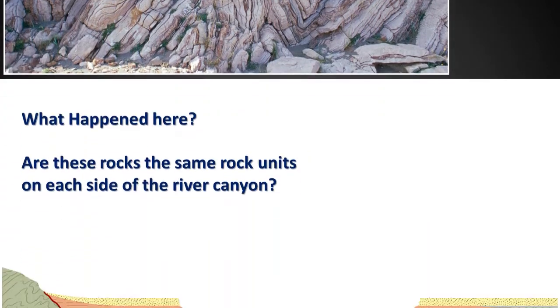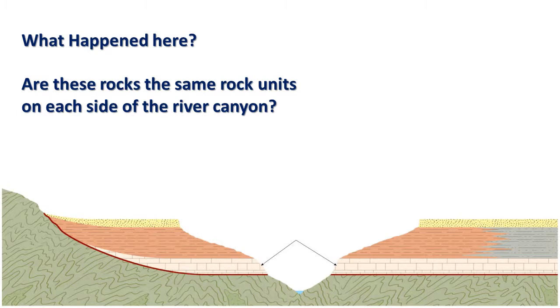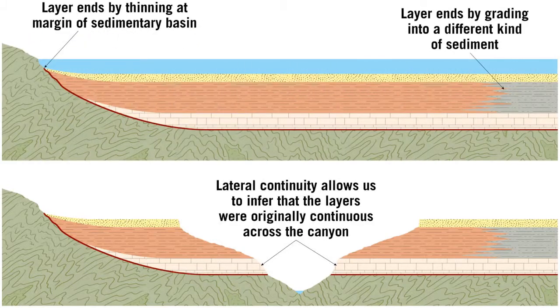What happened here? Are these rocks the same rock units on each side of the river canyon? That's right. The rocks originally extended across the entire region. It is only because the river eroded them that they are separated by the river canyon. This is an example of lateral continuity.